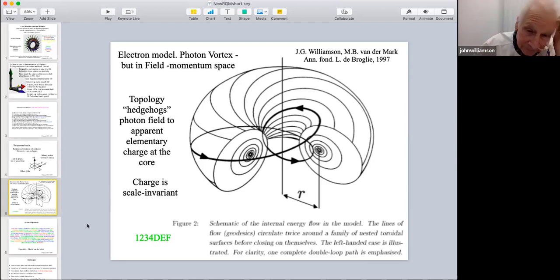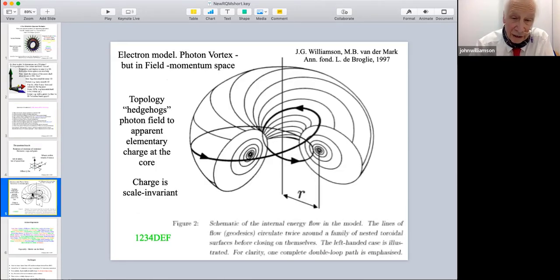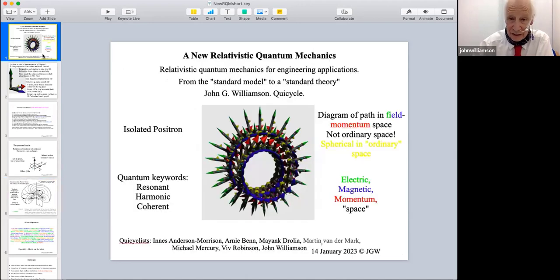Now you'll see down here, there's a little thing in green. It says 1, 2, 3, 4, DEF. What does that mean? That means this pertains to questions 1, 2, 3, and 4 and D and E and F. So going back to the questions, what have we answered here? Why is the electric charge quantized? Well, because such objects come in units. And the electric charge, you can calculate the electric charge from this model, because you know how much you put into it. You put one photon's worth into it. You know what its energy is. It's 511 keV. You can therefore work out what it looks like from the outside. So if I set it just outside this thing here and put a boundary around this, how many of these green points poke out of it?